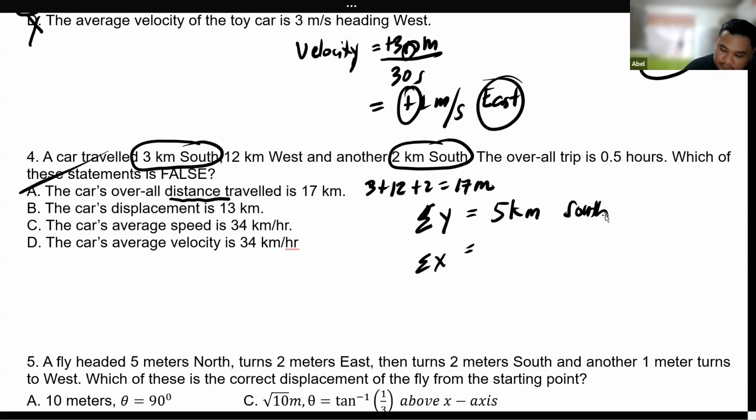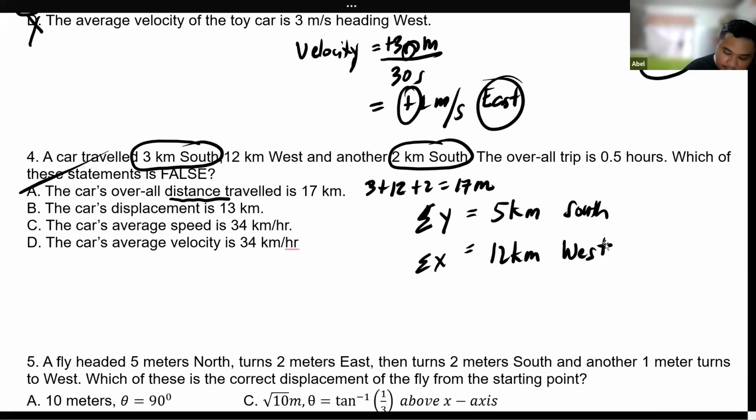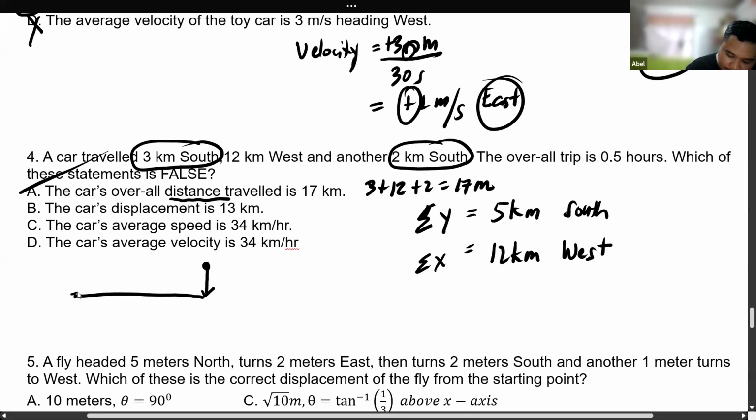And what is the summation of x? The summation of x would be 12 kilometer west, okay? So if you're gonna imagine how the car traveled, let's try to draw first how the car traveled. If this one is the starting point, the car perhaps traveled 3 kilometers south, and then it will head 12 kilometers west, and then another 2 kilometers south.